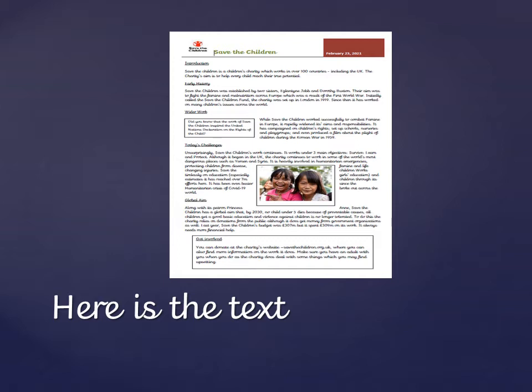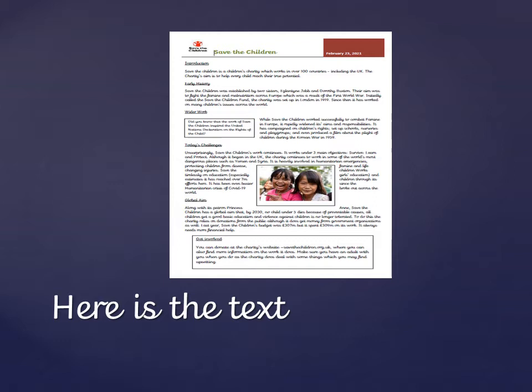Next paragraph, today's challenges. Unsurprisingly, Save the Children's work continues. It works on the 3 main objectives: survive, learn and protect. Although it began in the UK, the charity continues to work in some of the world's most dangerous places, such as Yemen and Syria. It is heavily involved in humanitarian emergencies, protecting children from disease, famine, and life-changing injuries. Save the Children works tirelessly on education, especially girls' education, and estimates it has reached over 7 million children through its efforts here. It has been even busier since the humanitarian crisis of COVID-19 broke out across the world. There we go. And we have a picture of 2 girls who are obviously enjoying their education.